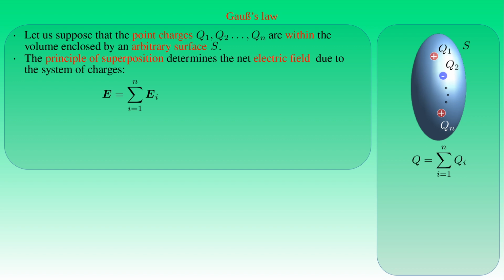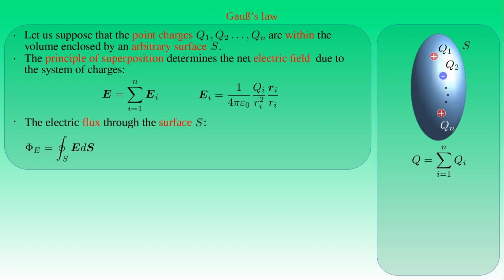By virtue of Coulomb's law, the electric field Ei in a given point is equal to 1 over 4π ε₀, times qi over the square of the distance ri between the point charge qi and that point, times the distance vector ri pointing from the point charge to that point, divided by its length. Since the electric flux Φ_E through the surface S is the integral of the net electric field E over the surface S, it is equal to the integral of the sum of the electric fields Ei from i equals 1 to n over the surface S.